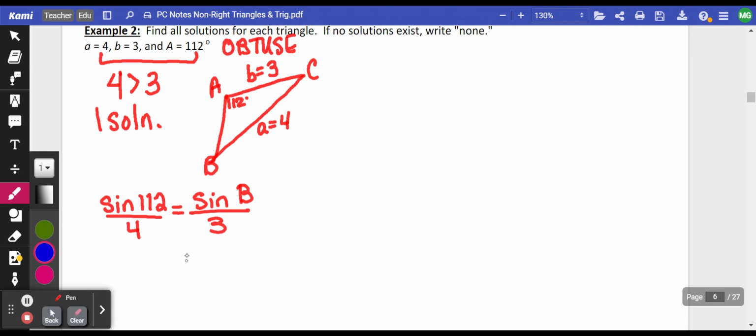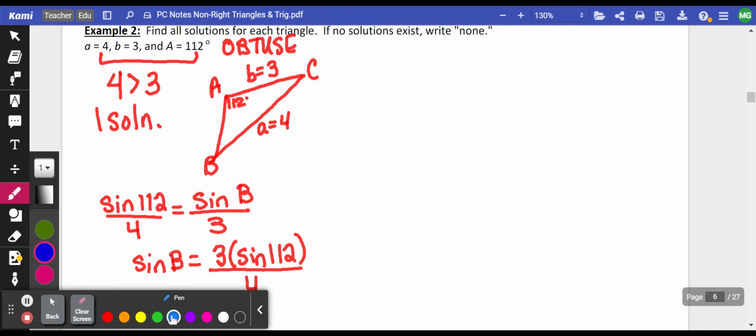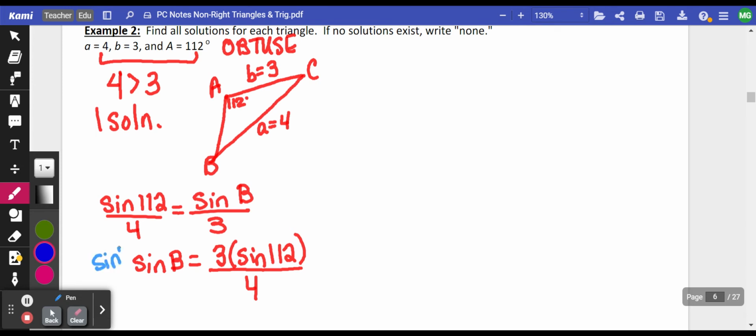So of course we can cross multiply and then divide by 4. So we'll get the sine of B equals 3 times the sine of 112 divided by 4. And of course, if we're going to be calculating the sine, we have to take the inverse sine of each side. Okay. So this should all go in your calculator in one shot. B equals the inverse sine of, and then put that fraction in there. And make sure you do it on your calculator.